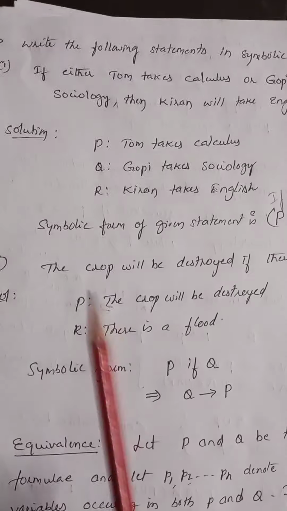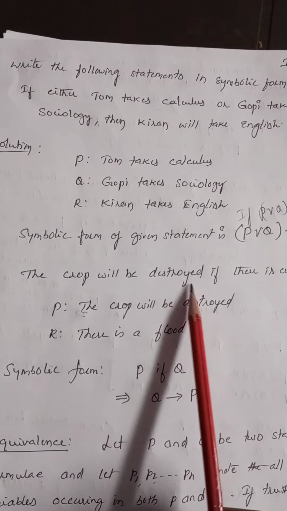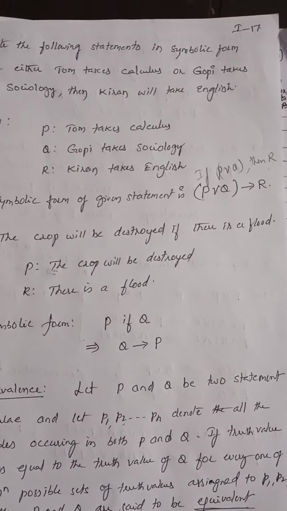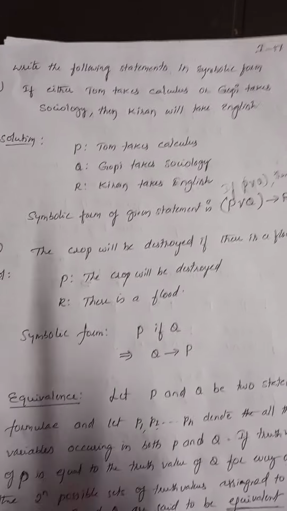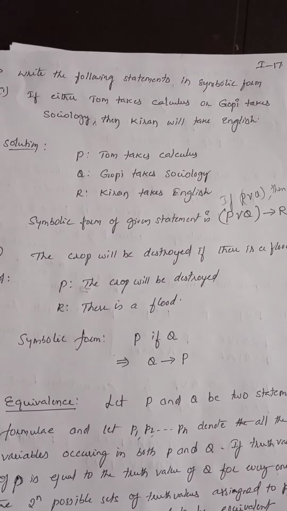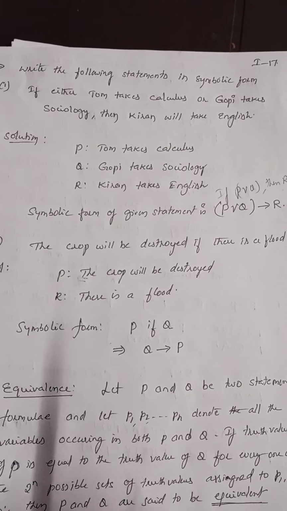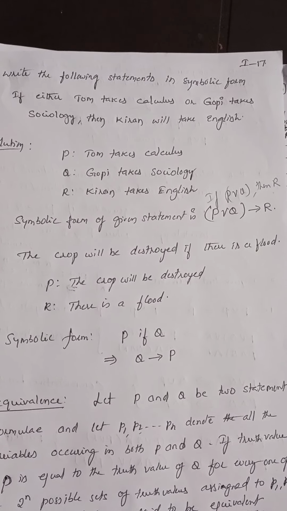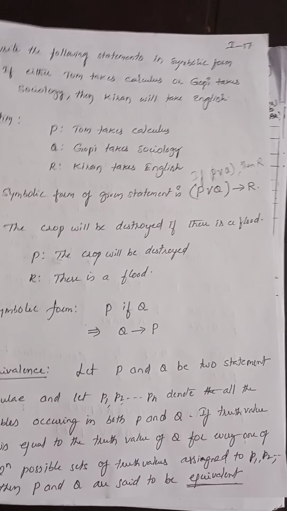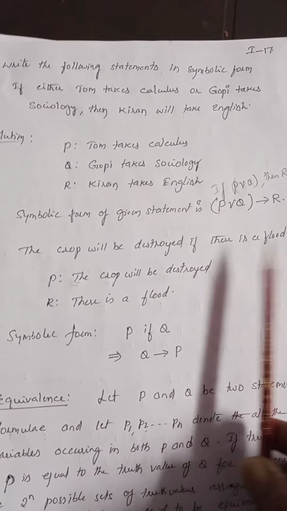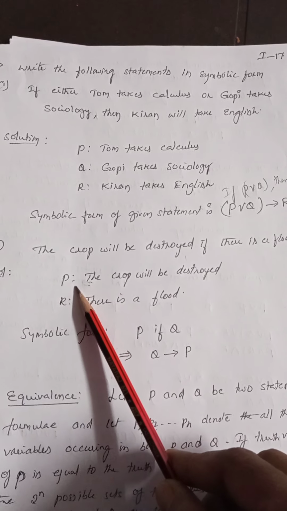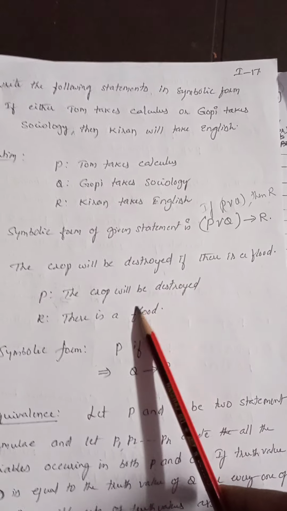Now, the second one, the crop will be destroyed if there is a flood. The crop will be destroyed if there is a flood. Now, again one compound statement is given to you, right? Now, if is a connective word. Two simple statements are combined by a connective word, that is if, right? Now we are identifying the simple statements. The crop will be destroyed. That is denoted by a letter P. There is a flood. That one we are denoting by Q.